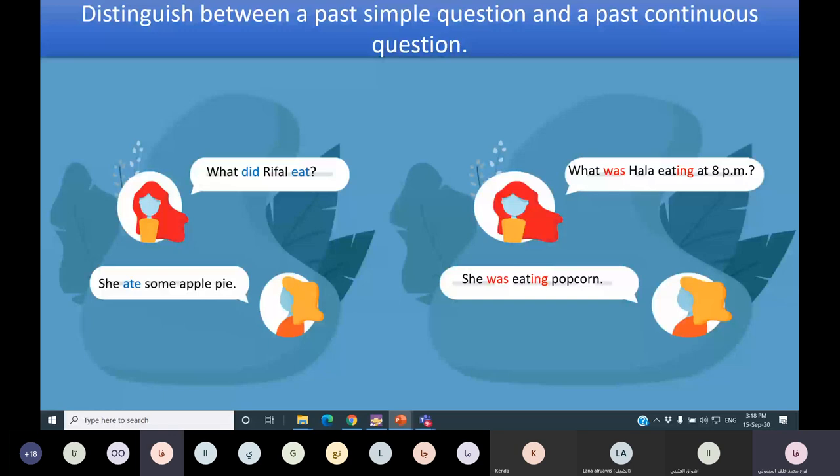Okay, Dana and Lana. Lana, read. You are the redhead, Dana, so you will read the question. Okay. And Dana, you are the blonde, so you will read the answer. Start. Teacher, I am the red hair. Yeah, the red hair. Okay. What did Rifal eat?